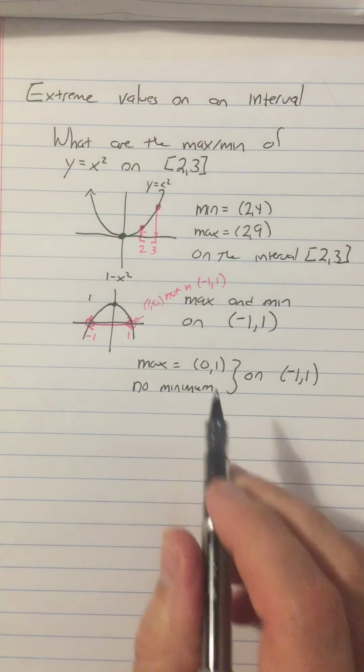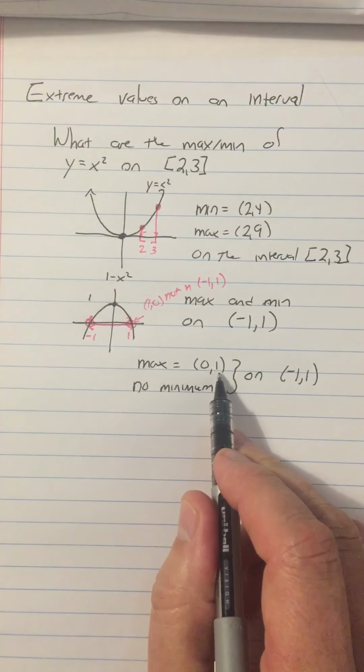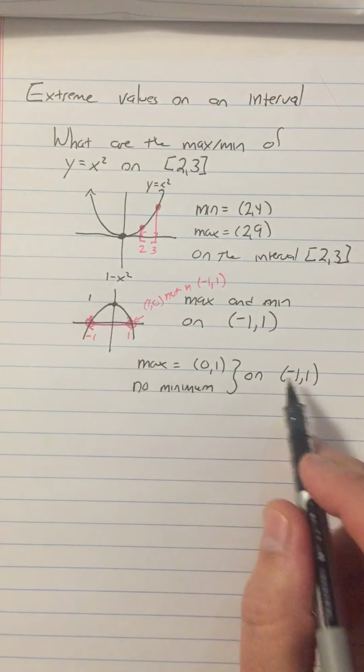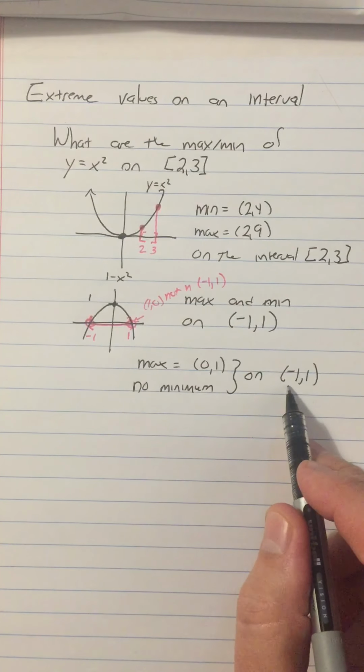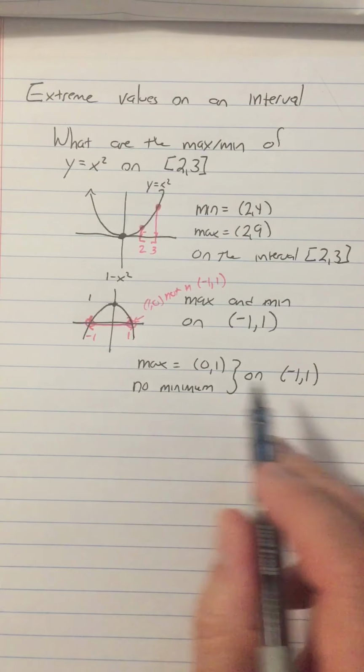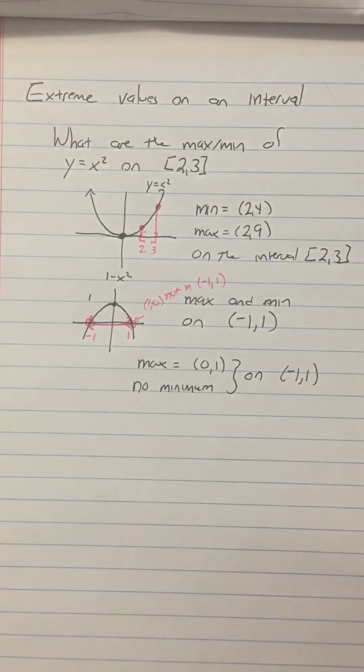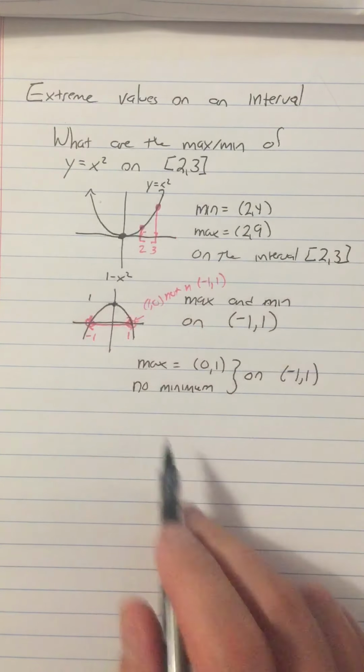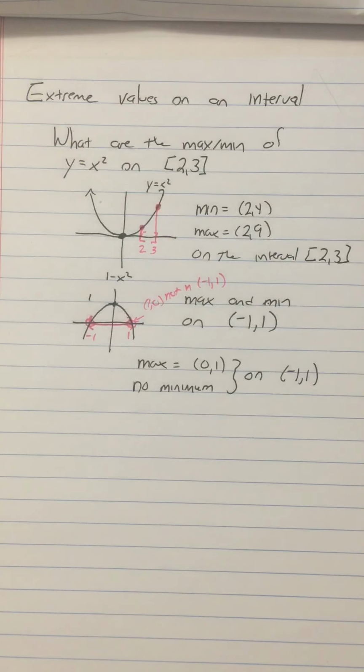These statements both apply only on the interval -1 to 1. So you have to watch the context too, because this is a point, x equals 0, y equals 1. This is an interval, -1 is less than x is less than 1. The only way you know the difference between those two is by context. So that's what happens when we look at max and min on an interval. Now we're going to look at a specific example of one of those problems next.